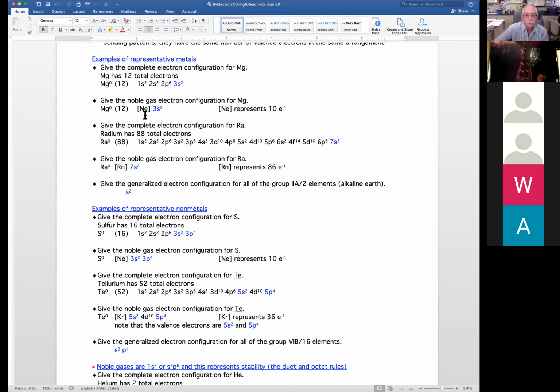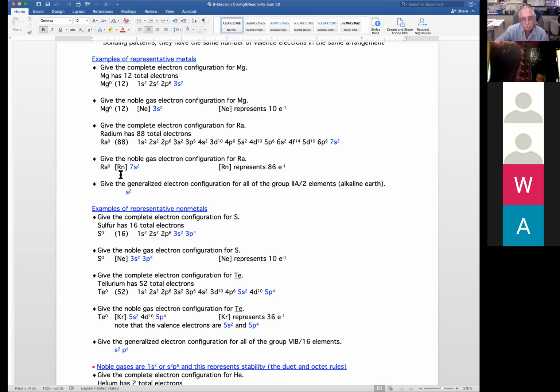So what if we do the same thing for radium? 88 total electrons, but it's also in group 2, so it has 2 valence electrons. So here's the Aufbau order, right? With the complete electron configuration. Which ones are the valence electrons? The ones in the highest numbered shell. So to give the noble gas electron configuration for radium, turns out that all of this right here is the electron configuration for radon gas.